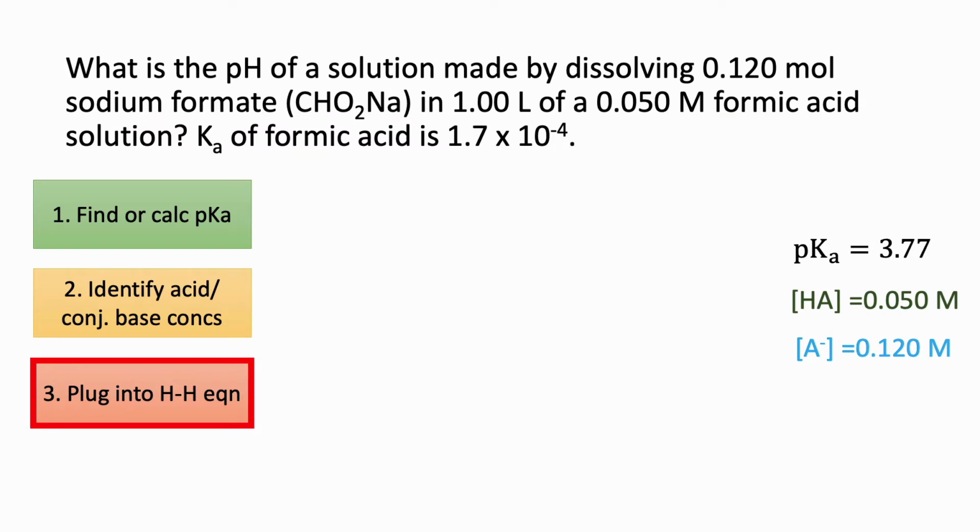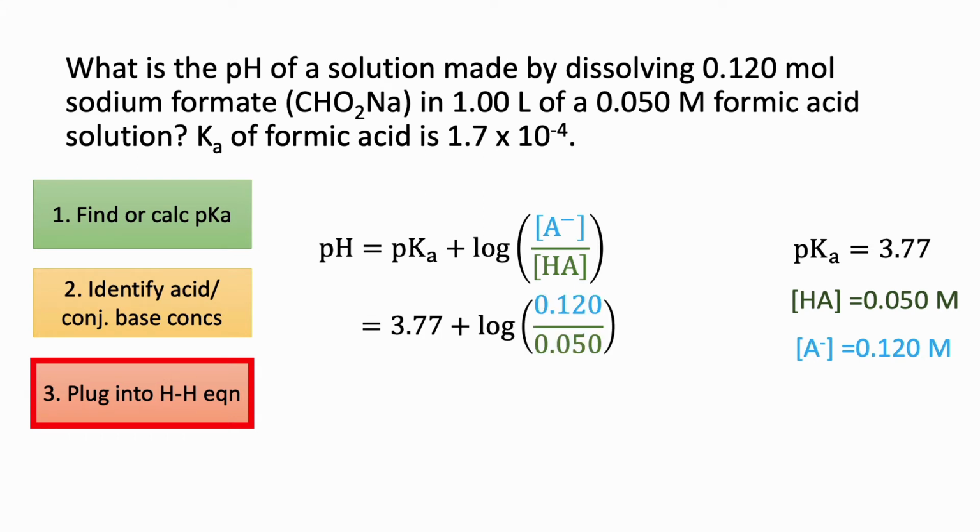Now we're going to plug those into the Henderson-Hasselbalch equation, where our pH is the pKa plus the log of A minus over HA. So 3.77 for our pKa, log of 0.120 over 0.050, and we get a pH of 4.15. Now if you go back and look at the other video, I think we got a pH of 4.16. That's probably just a rounding error somewhere. It should come out similar, even using different methods.